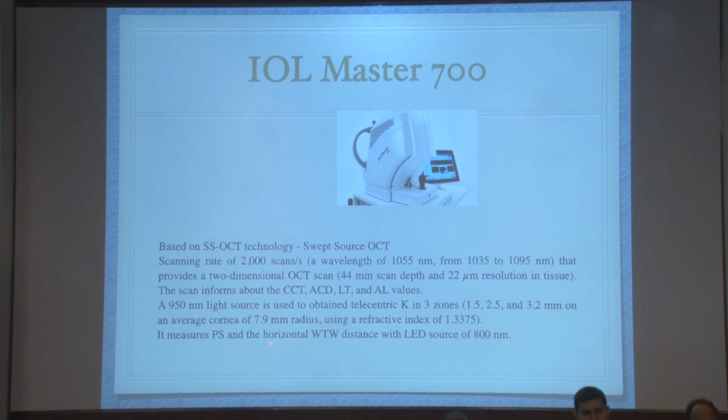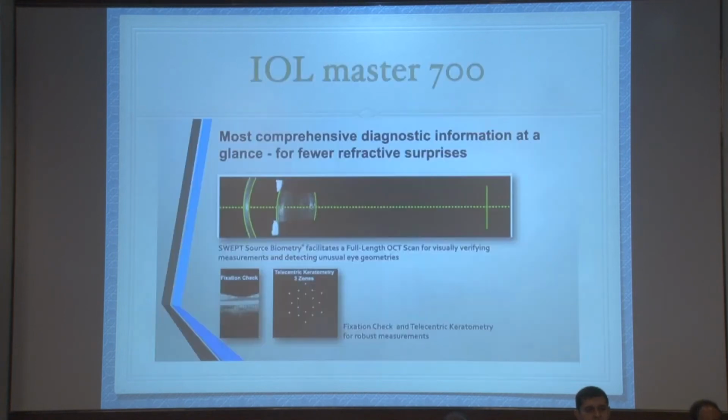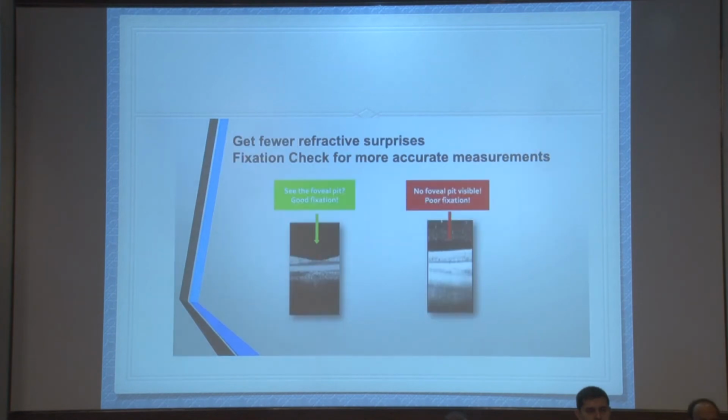And so we get all the information about corneal thickness, ACD, lens thickness, and axial length. It uses a telecentric K in 3 zones, 1.5, 2.5, and 3.2 millimeter, using a refractive index of 1.3375. So this was the IOL Master 500, as I said, based on partial coherence interferometry, and now this is the IOL Master 700, which uses swept source OCT. It has telecentric keratometry which is used in 3 zones.